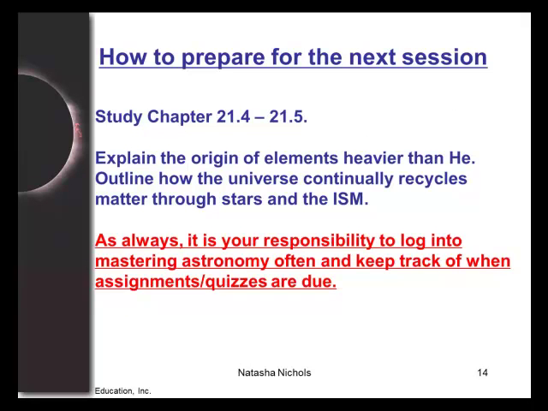Study Chapter 21.4 through 21.5 and be able to explain the origin of elements heavier than helium. Outline how the universe continually recycles matter through stars and the ISM.